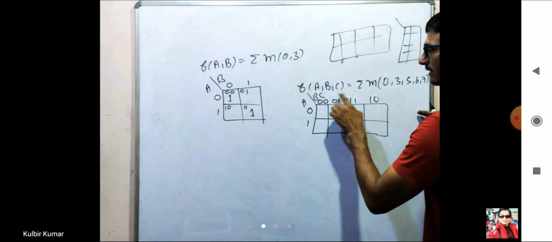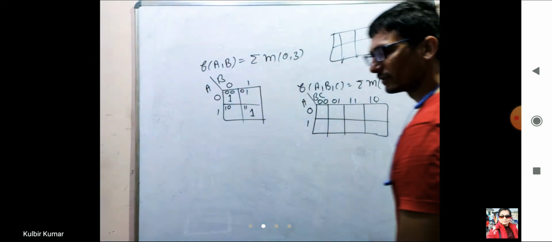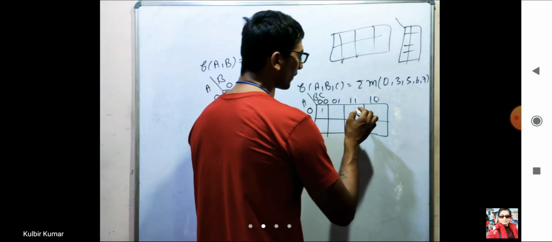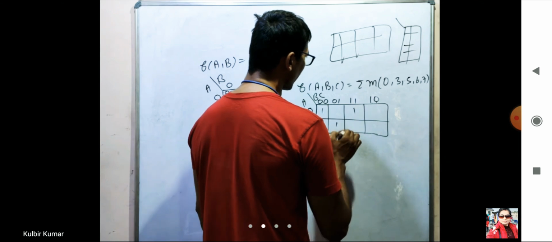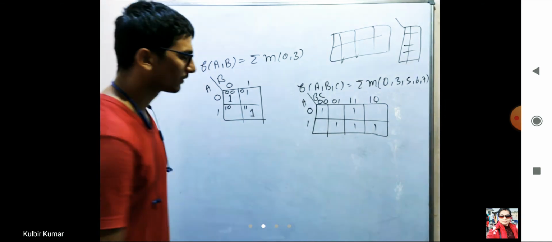It is 1 0 1 5. It is 1 1 1 7. It is 1 1 0 6 only. So first of all cell number 0 में 1 cell fill कर दो, 3 के अंदर भी 1 fill कर दो, then 5 के अंदर भी 1 fill कर दो, then 6 में 1 और 7 में 1. So these are the ones.